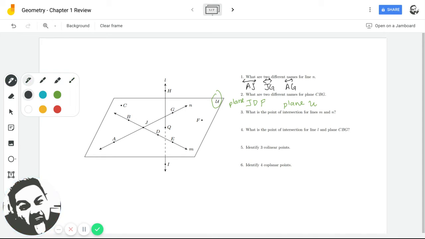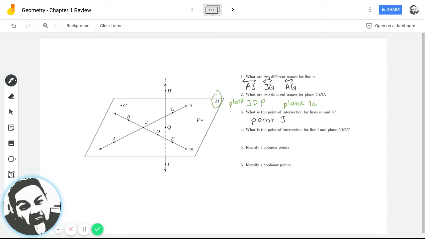All right, moving on. What is the point of intersection for lines M and N? So the first thing I'm going to do is find those lines. Line M is this guy right there. Oh, there's line M. And then line N is going to be right here. And you'll notice that the red line and the blue line intersect at point J. So that's what I'm going to use. I'm going to say that line M and N intersect at point J.